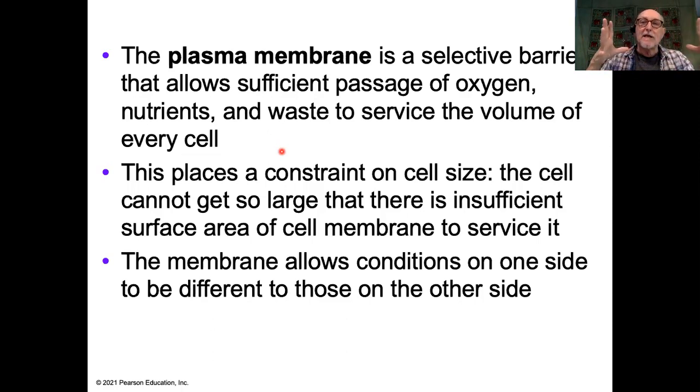If our cell gets too big, there's not enough surface area to service the whole volume. And that puts a constraint on the size of cells. That is why we don't get huge cells, like elephants rolling around, because their cell membrane could not service that huge volume. Instead, they have to be at the right size where they have the appropriate surface area for the volume of the cell. And that constrains the size of the cell.